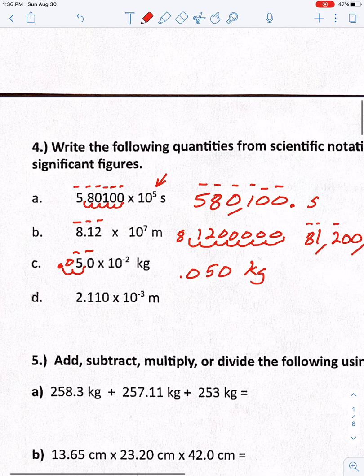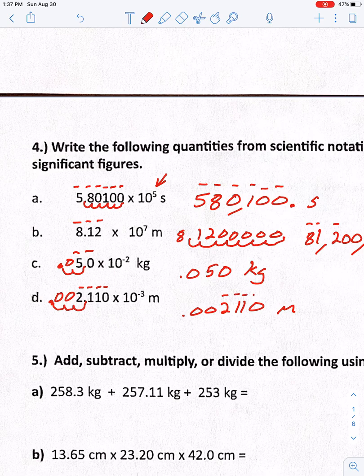Last one. So negative 3. So we have a small number. So our decimal is going to go to the left. So 1, 2, 3. Fill in my holes. So 0.002110 meters. Okay, so I had 1, 2, 3, 4 significant figures to start with. I have 1, 2, 3, 4 to end with. So I am done. Okay, so that was going from scientific to standard.